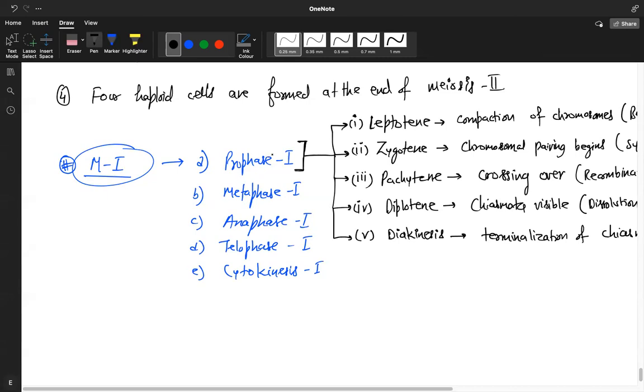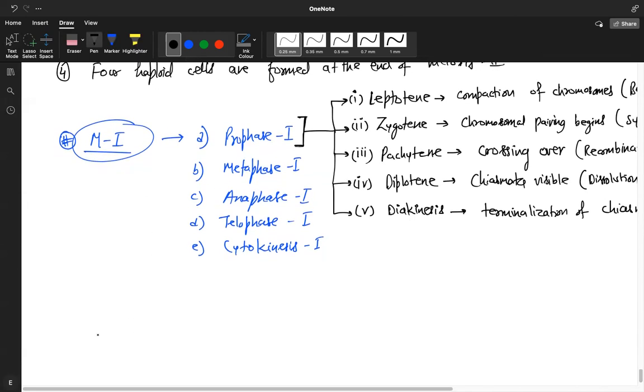Metaphase 1 starts. So what happens in metaphase 1? Chromosomes are attached to spindle via kinetochore. The same thing: spindles come and start attaching, right? And then they will start pulling it. So when they start pulling it apart, that is when anaphase begins, right?